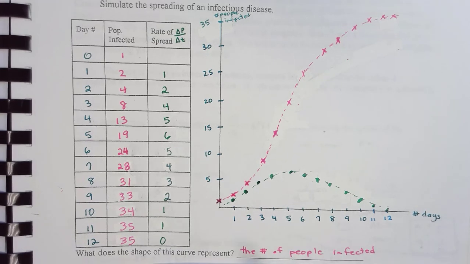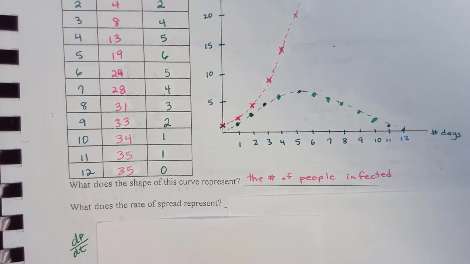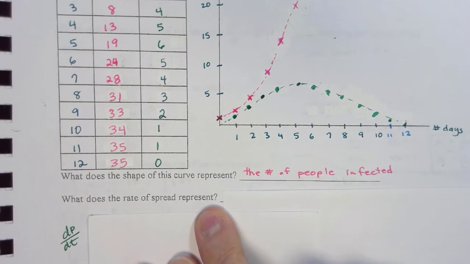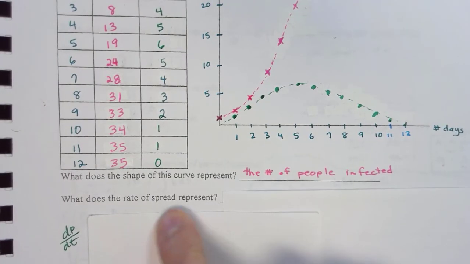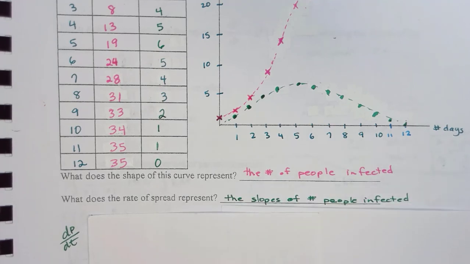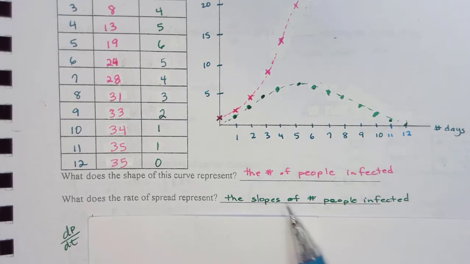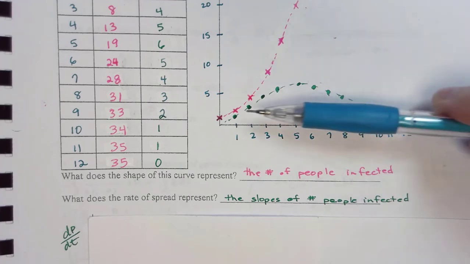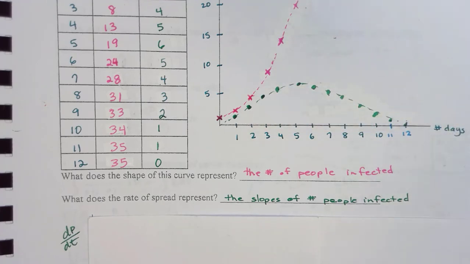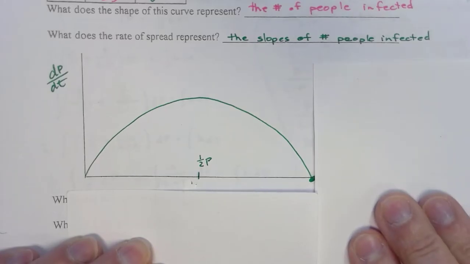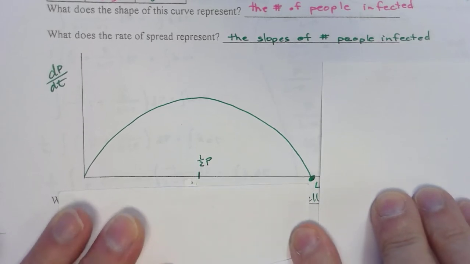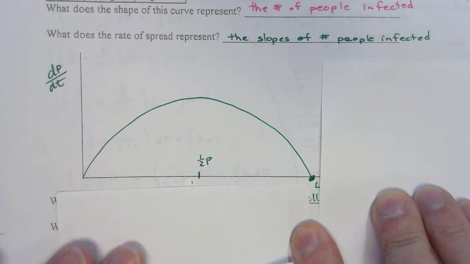What does the shape of this curve represent? That represents the number of people infected. What does the rate of spread represent? The rate of the spread of the disease. It represents the slopes on my number of people infected curve. So if I look more closely at my derivative graph, what we have is the rate of change of my population with respect to time.